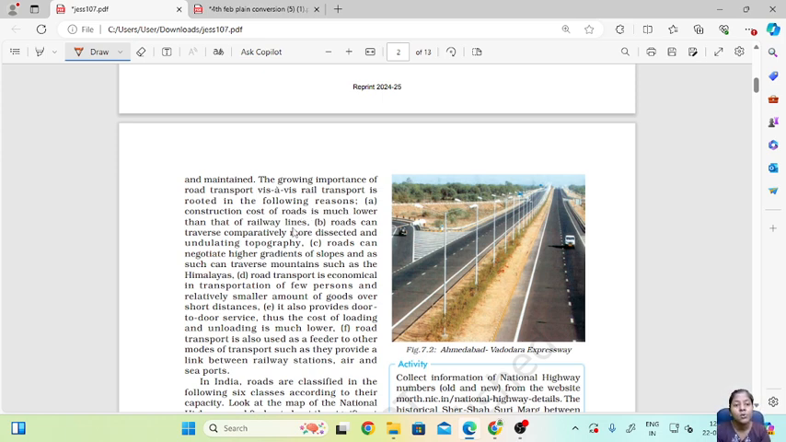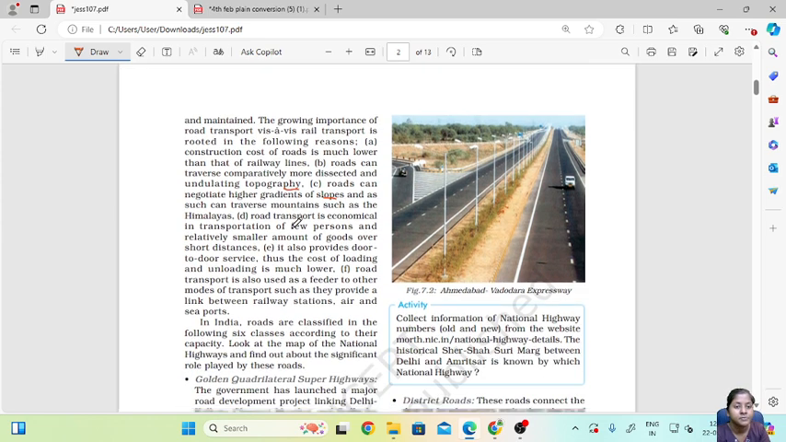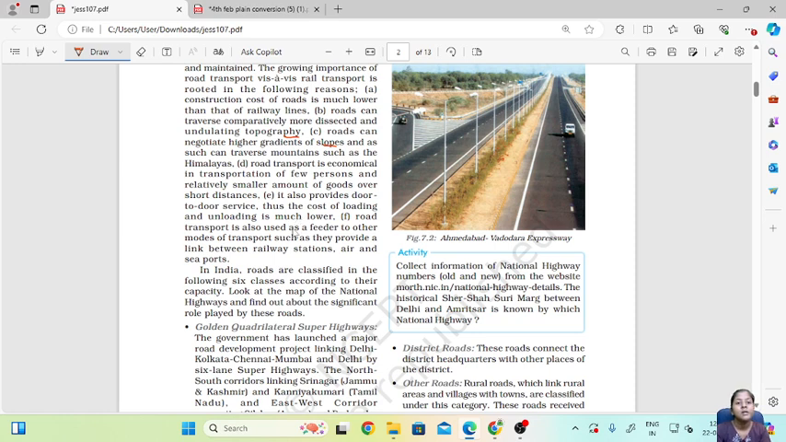Roads can traverse comparatively more dissected and undulating topography. They can negotiate higher gradients of slopes, and as such can traverse mountains such as the Himalayas. Next, road transport is economical in transportation of few persons and relatively smaller amounts of goods over short distances.